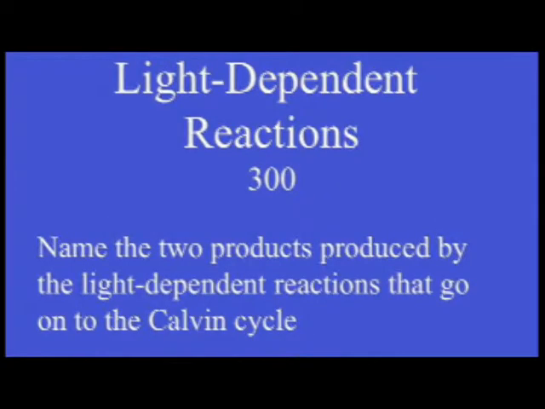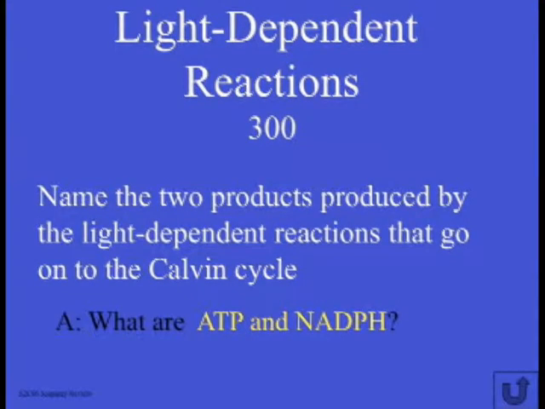Light reactions for 300 points. Name the two products produced by the light-dependent reactions that go onto the Calvin cycle. Who knows the answer to that one? All right, and the answer is, what are ATP and NADPH?